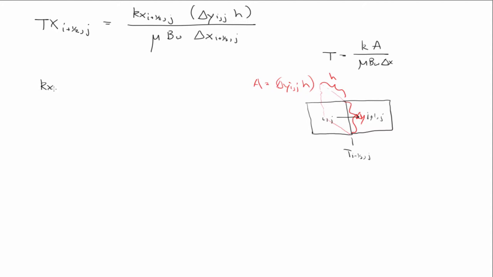Of course, we have this kx at i plus a half, j. And this is just our interblock permeability, where we're going to allow for both variations in permeability and variations in delta x and y. What's the issue? This is your depth. I guess it's not showing up that well. That's the depth into the board. Sorry, it looked fine on my screen. So it's the depth into the board. We have a two-dimensional reservoir, but we still have a depth into the board, and that's h.